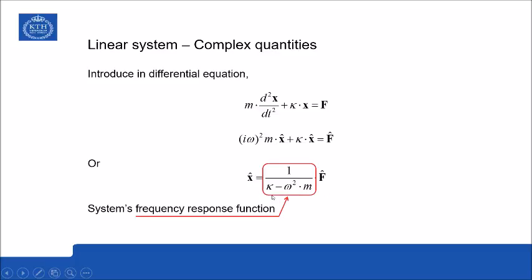And now we can identify the system's frequency response function, H, which is what we have to multiply the exciting force with to get the responding displacement. So this expression here, this factor, is what we know as the system's frequency response function. And as you can see, it depends on the system properties, that is spring constant and mass, and the excitation frequency, omega.